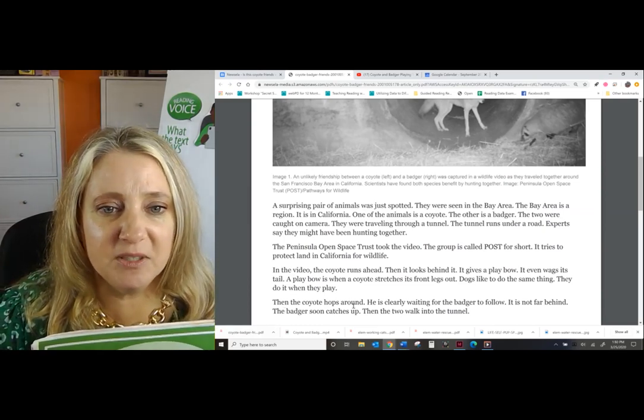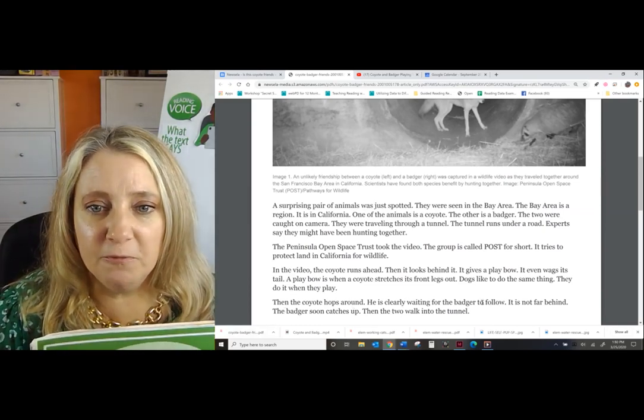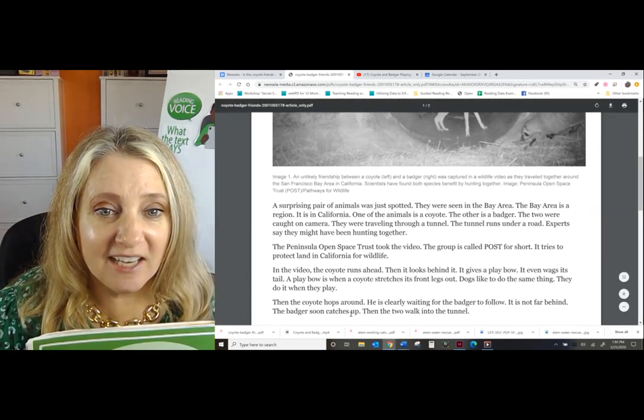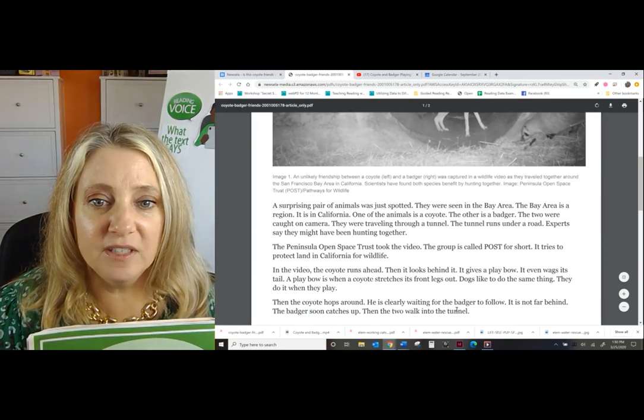Then the coyote hops around. He's clearly waiting for the badger to follow. It is not far behind. The badger soon catches up. Then the two walk into the tunnel.